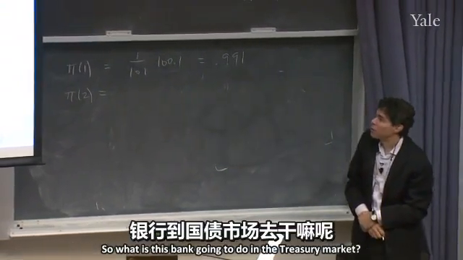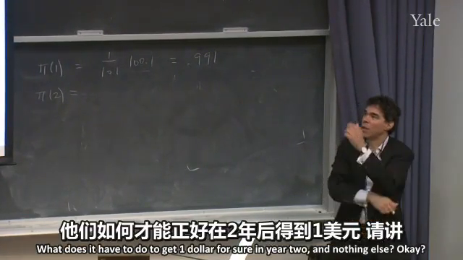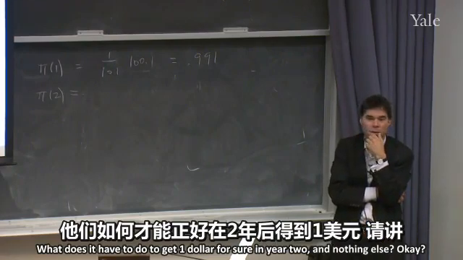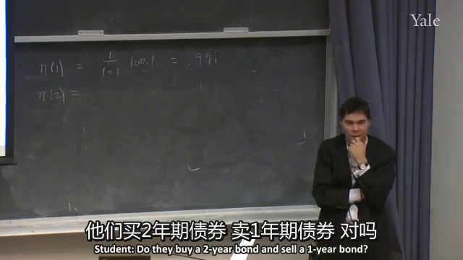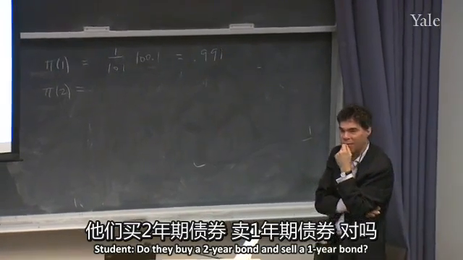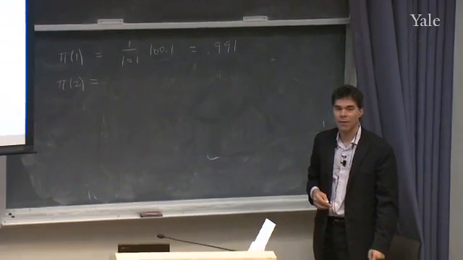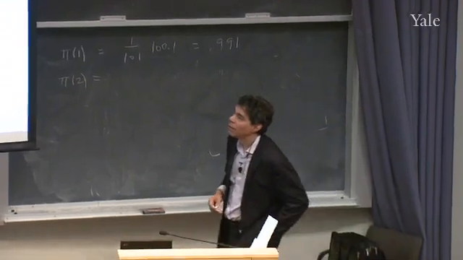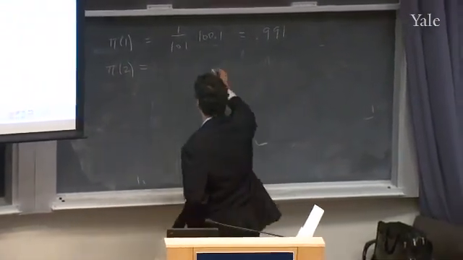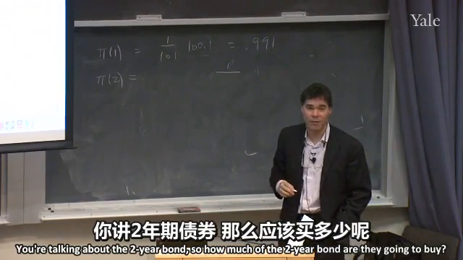So what is this bank going to do in the treasury market? What does it have to do to get $1 for sure in year 2 and nothing else? Okay, I think I may have heard someone else mention this. Could they buy a 2-year bond and then sell a 1-year bond? Okay, so how much of the 2-year bond should they buy?